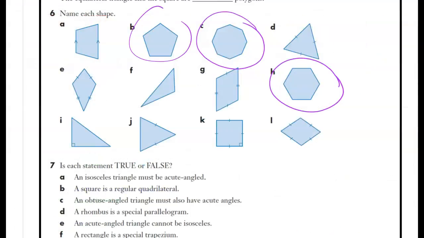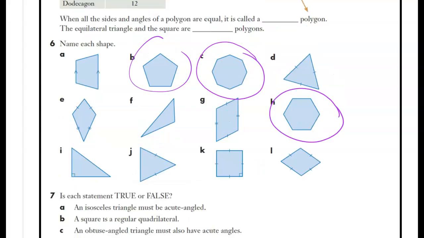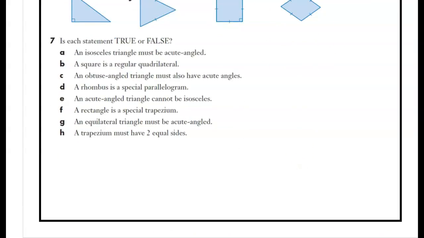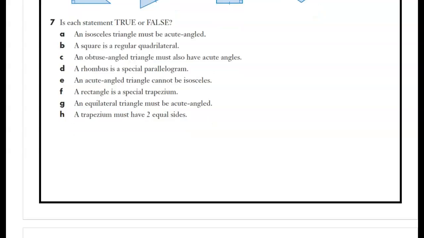All right. Done. Let's go. Name each shape. I think we could name them. Let's move on. Just number 7. This one's interesting. Can be a bit tricky. True or false? I'll give you a minute. An isosceles triangle must be acute angled. True or false?